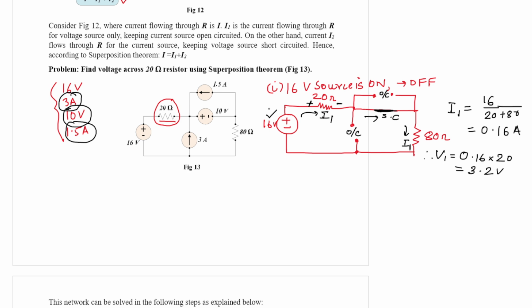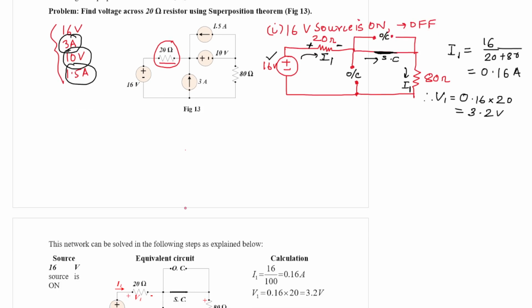Now let us consider the 3 ampere current source. So let me draw the second case. The 3 ampere current source is on.